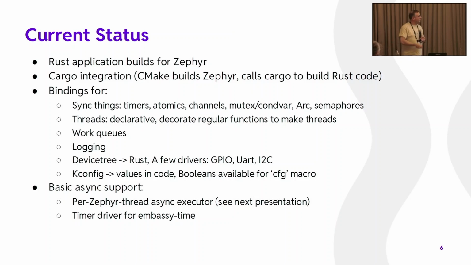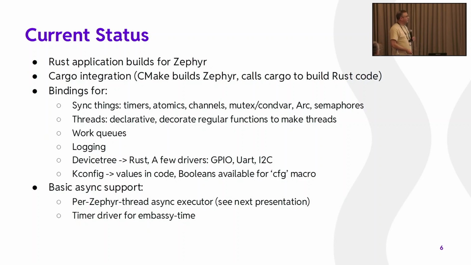And as far as kconfig goes, so kconfig, taken directly from Linux, is configuration options, but these are visible in Rust code for things that have values like numbers and strings. They're just constants in a module that you have access to. And then there's another mechanism to allow Boolean kconfig options as well as node presence in the device tree to be CFG flags in Rust, so that you can do conditional compilation based on how your Zephyr build was configured and what devices might be present.